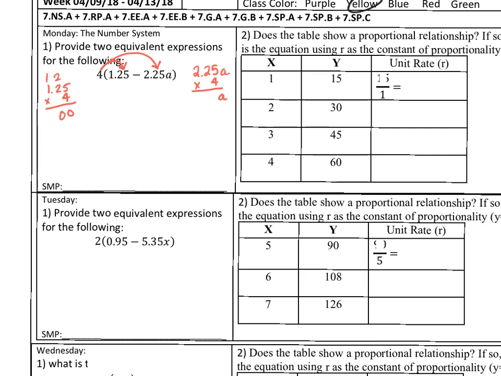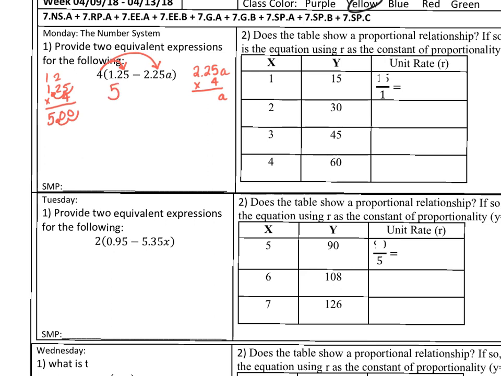4 times 1 is 4. 4 plus 1 is 5. I had 2 decimal places, so I bring that at the end. So 1.25 times 4 is 5.00, or $5 is fine. So here I have my 5.